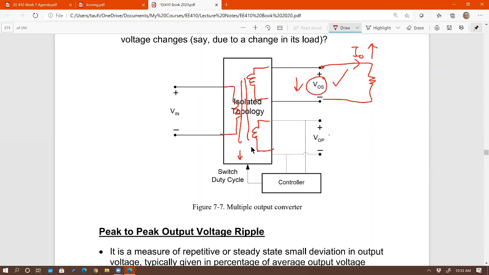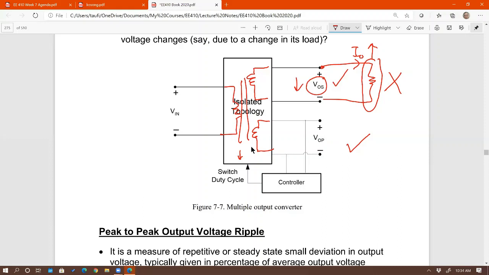However, if you look at the bottom power supply, when the output current changes on the top power supply, would that affect the bottom one? The answer is no, right? Because the duty cycle is being controlled by the bottom power supply. So any change on the top power supply is not going to be sensed by the bottom one. So even though it's not good for the top one, the bottom one is not being affected. So at least for that one it's okay, right? For the bottom one.